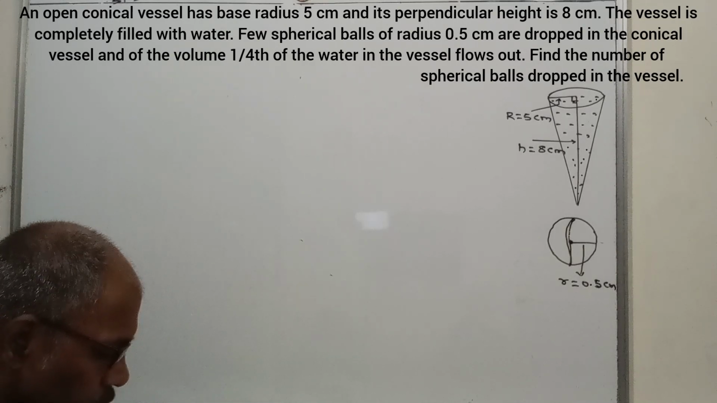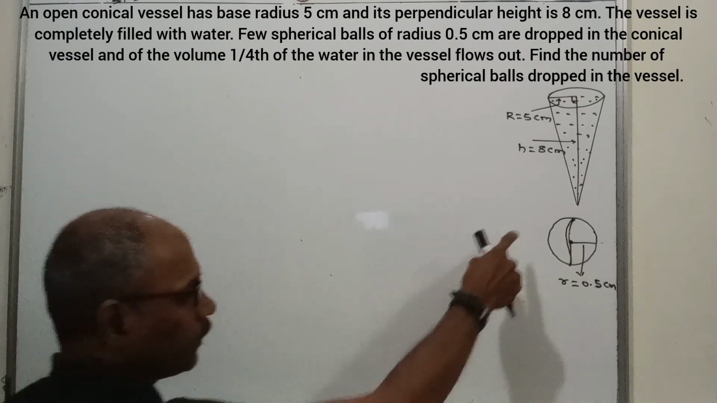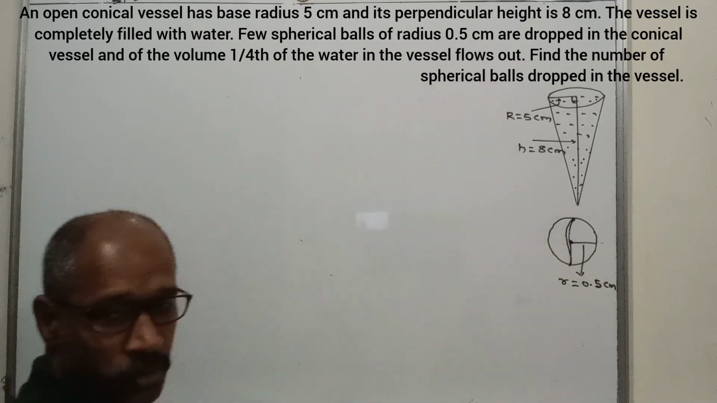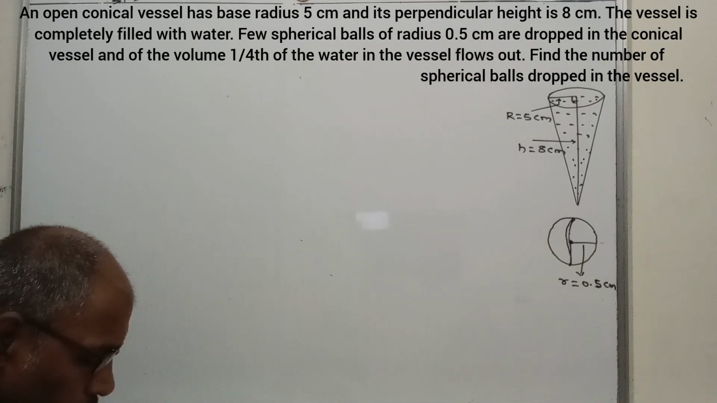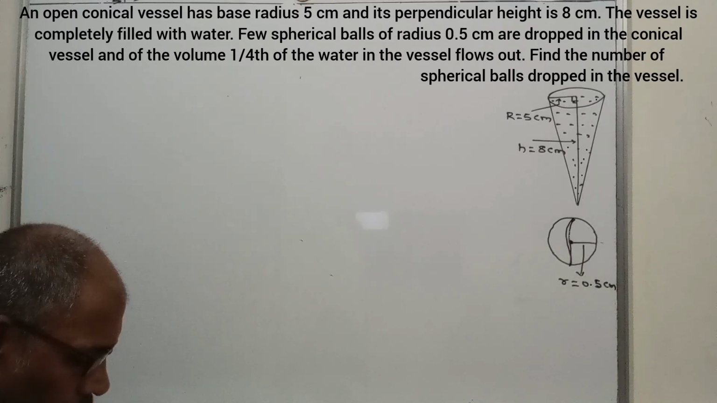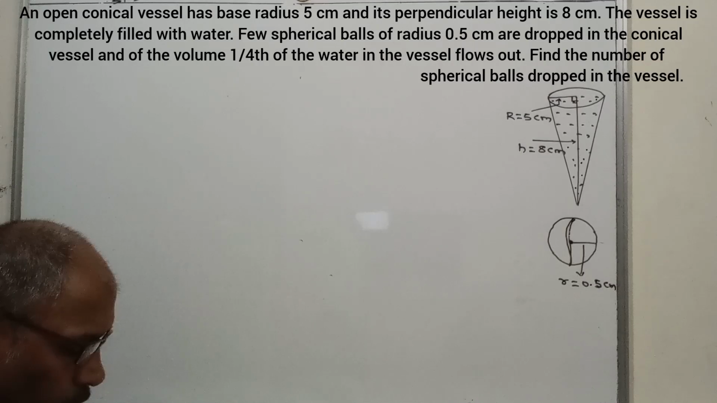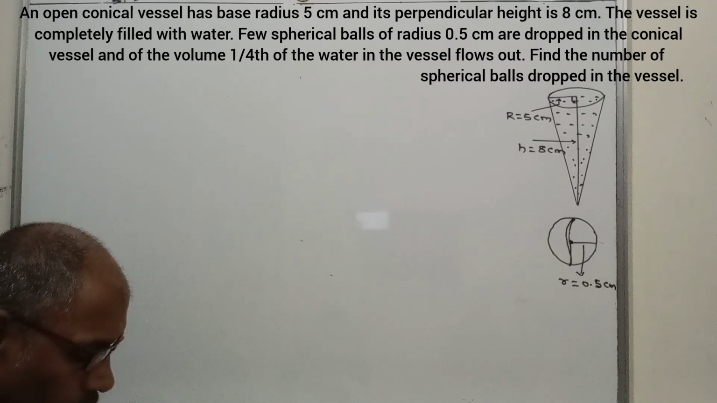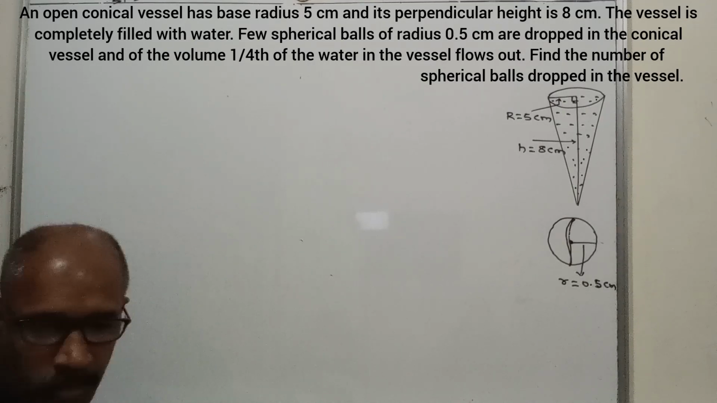Few spherical balls of radius 0.5 centimeter are dropped inside this conical vessel and 1/4 of the volume of water in the vessel flows out. Find the number of spherical balls dropped in the vessel.